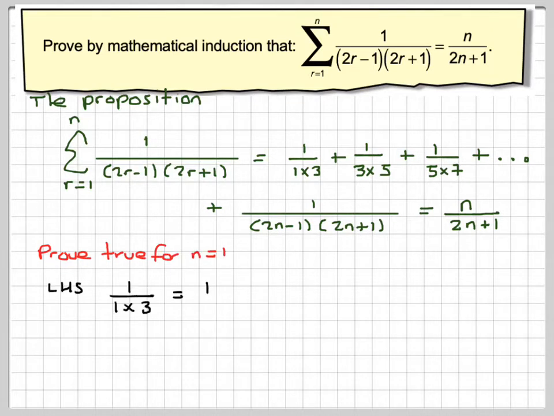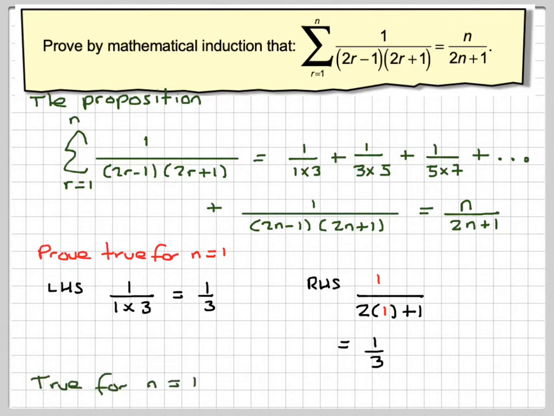So on the left-hand side, we get 1 over 1 times 3, which is a third. On the right-hand side, we get 1 over 2 times 1 plus 1, which is also a third. Therefore, we can say true for n equals 1. Now what we do is we assume true for n equals k.